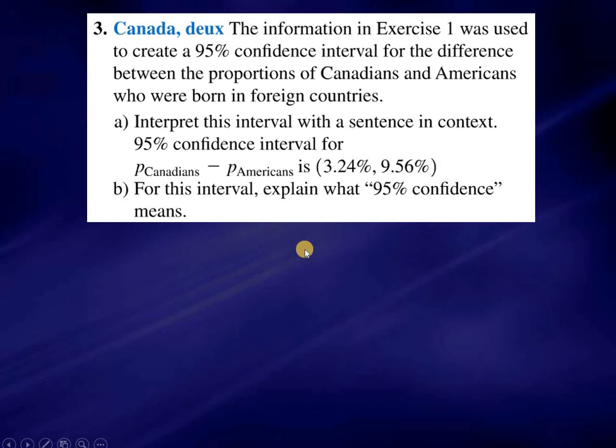All right, so what I want you guys to do is I want you to write down on your paper and interpret the 95% confidence interval and the 95% confidence level. Okay? You are in a classroom with hints.